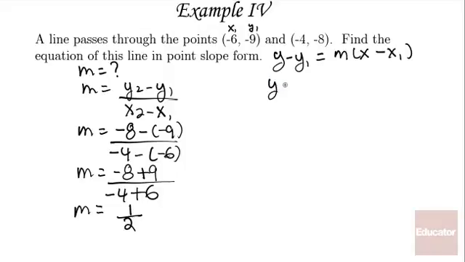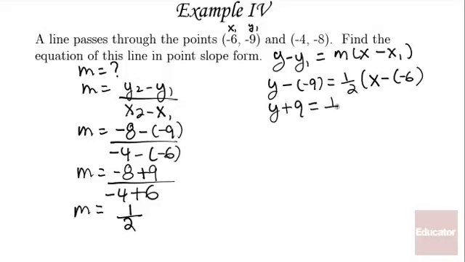So I have y minus -9 equals m, which is 1/2, times x minus x1, so minus -6. Simplifying that, I get y plus 9 equals 1/2 times x plus 6.